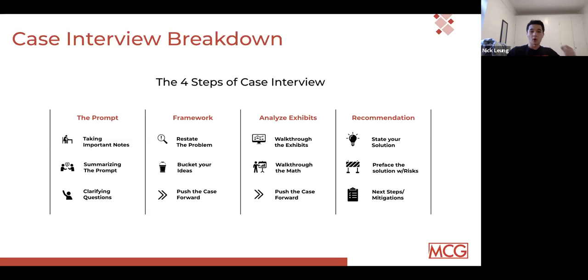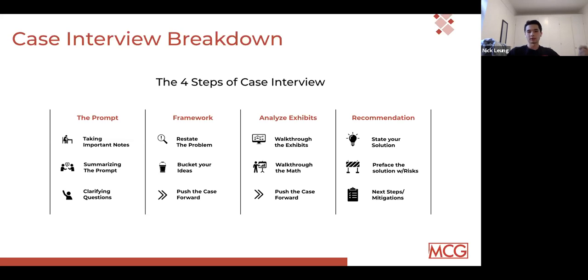The next thing you do is walk through the math. So usually in exhibits, there's some sort of calculation that you have to do. In interviewer-led cases, usually they'll tell you what math to do. In interviewee-led cases, it's more up to you to determine what the math is. And then lastly, like in the frameworking portion, we push the case forward. So based on the calculations that we did previously, is there any more data that we need?